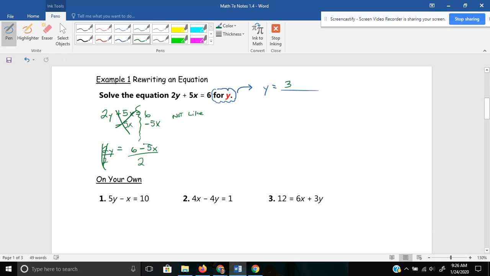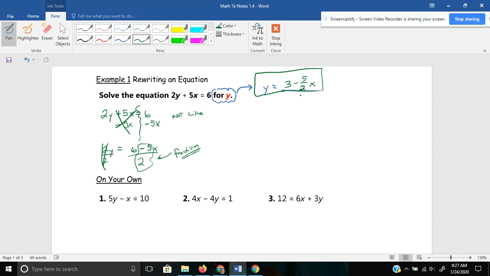You can just rewrite this as a fraction because after all, they are essentially the same thing. So I'm going to write this as minus 5 halves x. And this is my answer. y equals 3 minus 5 halves x. Right? I just solved it for y. That's all I did. Kind of restructuring the equation. It's the same thing. It just looks a little bit different.